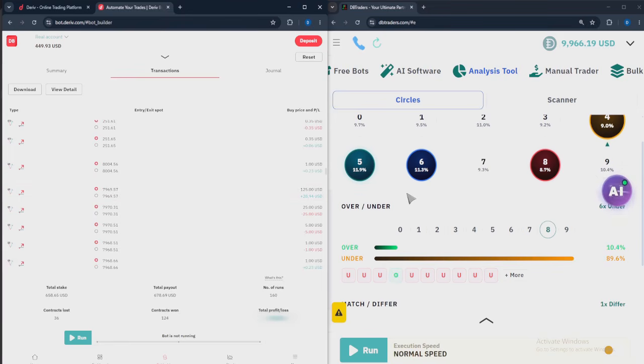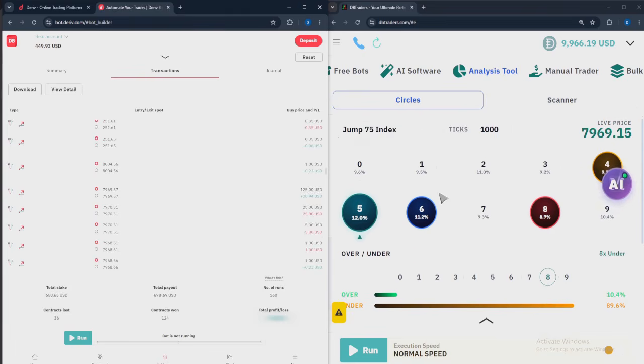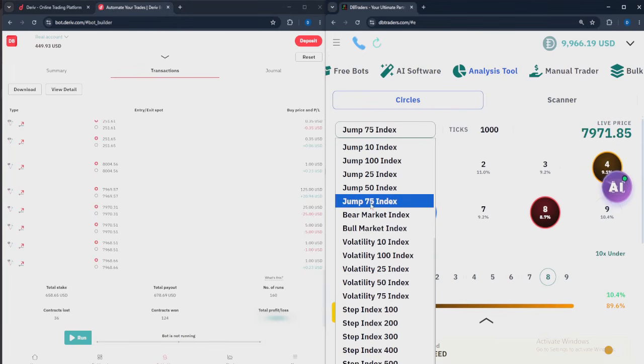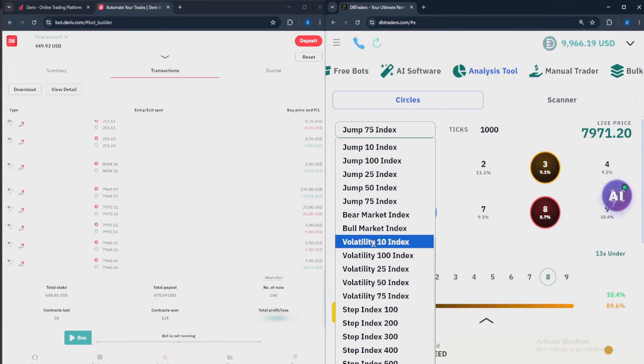I was mainly focusing on Jump 75 indices, like I was using this tool here. So basically, I was focusing on Jump 75 and Jump 100. Actually, those two are better than volatilities in over-unders at times, okay? So you can go and try it out in your demos and see how it goes.